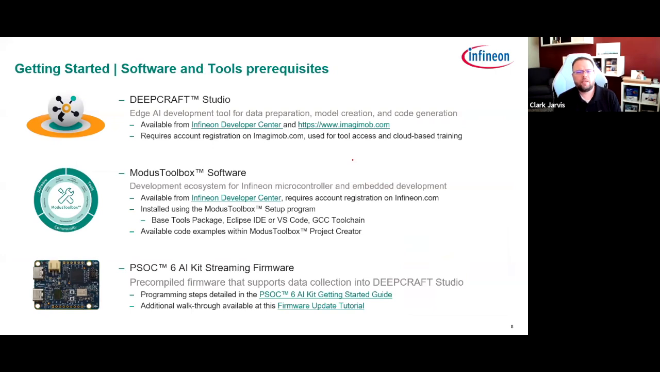So the main ones we're going to talk about here, we've got DeepCraft Studio. This is an Edge AI development tool that's covering the data preparation, model creation, and code generation. This is available for download from the Infineon Developer Center and from imagimob.com. It does require an account registration on imagimob.com. Maybe a quick note, imagimob.com is an Infineon Technologies company, but it does right now have a different web page, and so you do have to create an account to be able to access the tool and to do the cloud-based training.